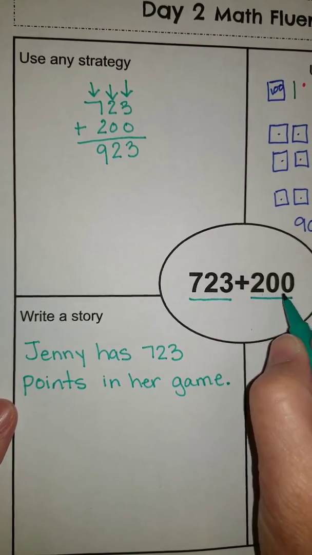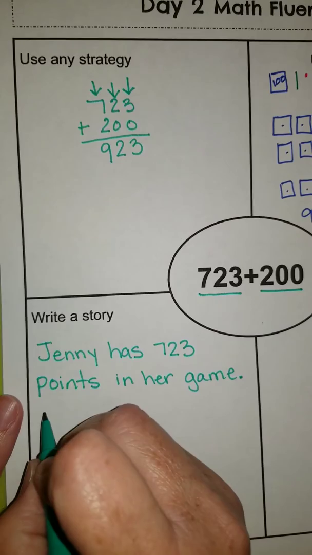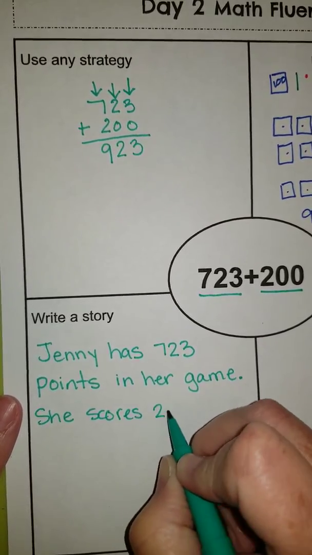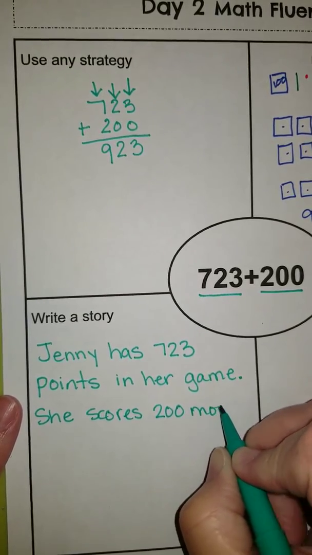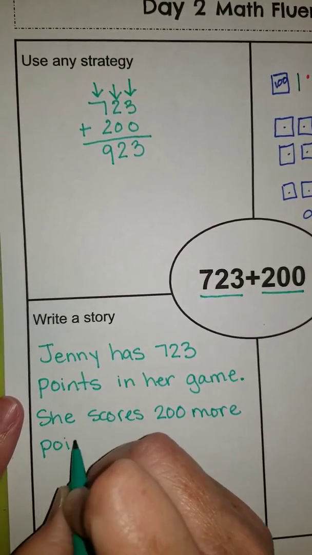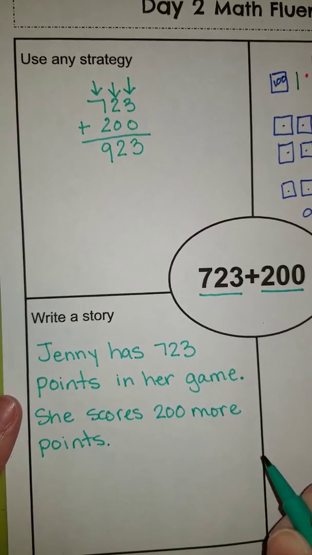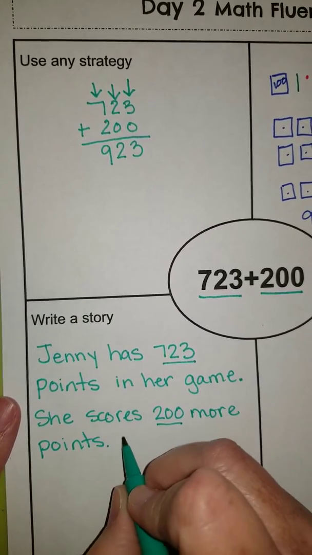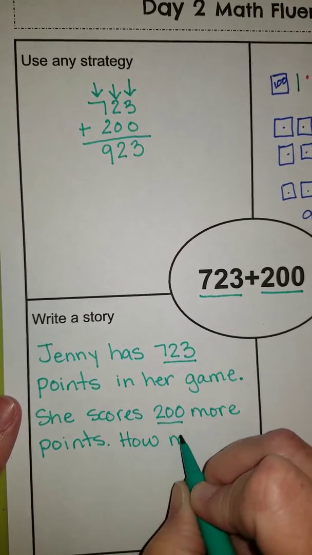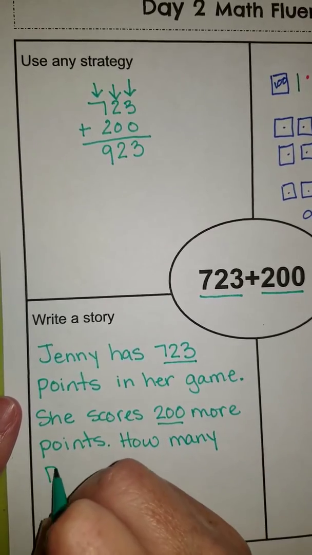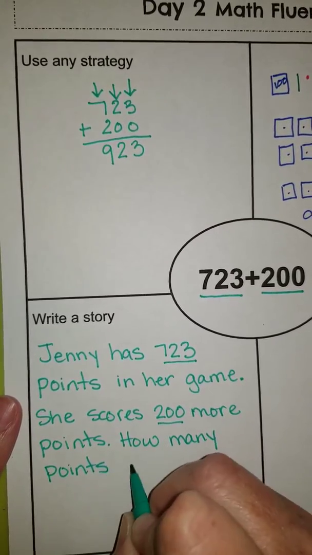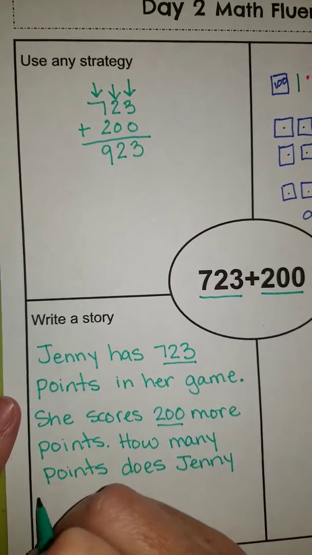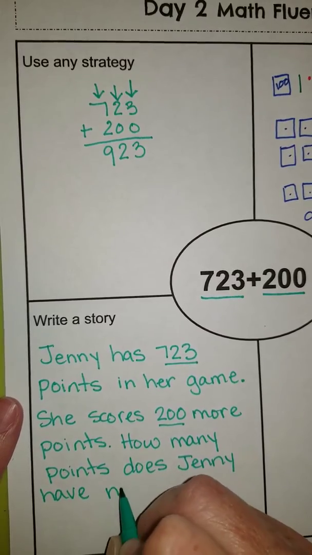In fact, she's going to get 200 more. So I'm going to write that. She scores 200 more points. So again, I've written a story that is a some more. She had some, she got some more. My question is, how many points does Jenny have now? And there's my story.